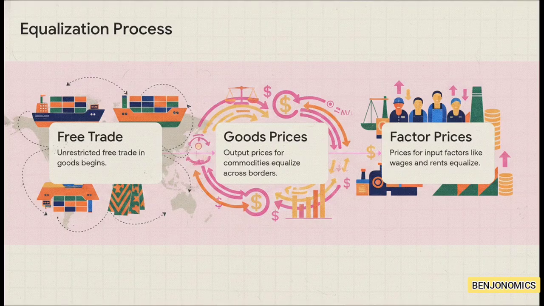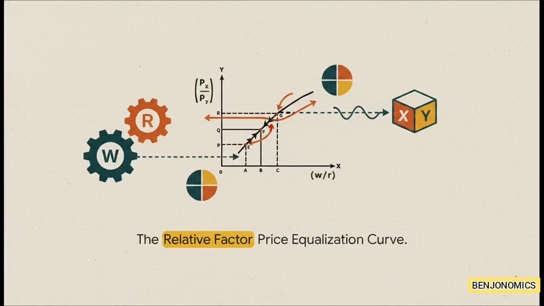Simultaneously, output prices for the goods themselves begin to equalize across the trading nations. And because of those very strict assumptions we just laid out, that equalization in the price of the good mathematically forces an absolute equalization in the price of the inputs. Now, what's really interesting here is how this classic relative factor price equalization curve visually proves the math.